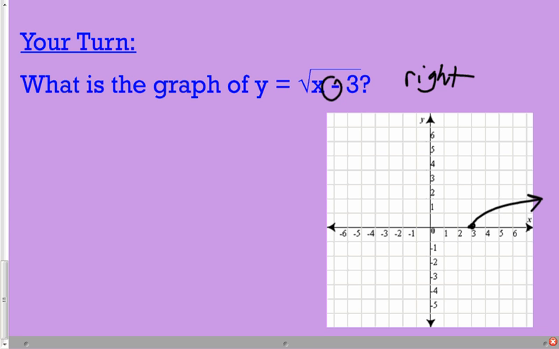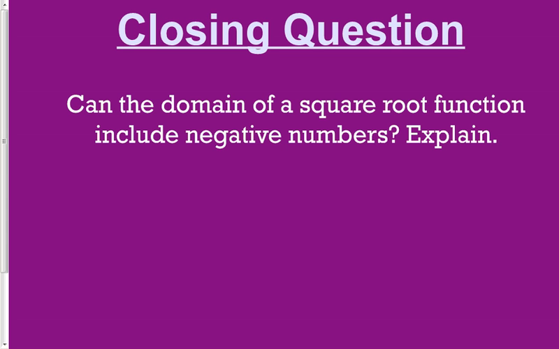Graphing square root functions, again, you can use the t-chart or you can use the translating method. So why don't you use that and answer this question, either on your paper or in your head. Can the domain of a square root function include negative numbers? Explain. Is there any way that you could go to the negative, so I have the square root function go to the left? We kind of talked about it, so I'll be able to explain that.